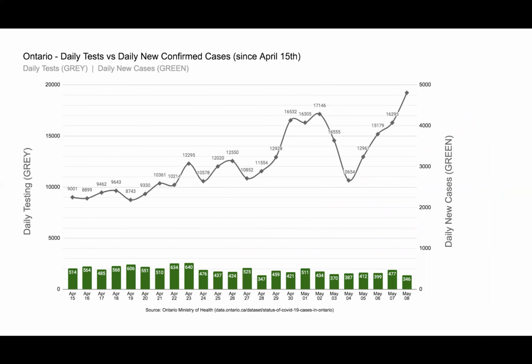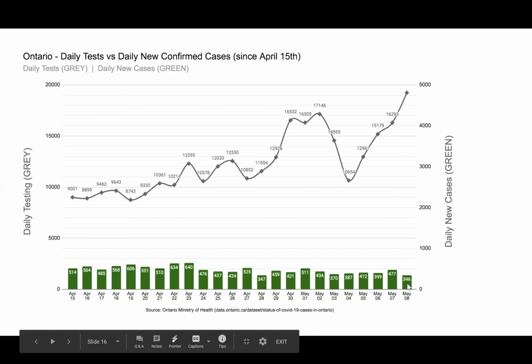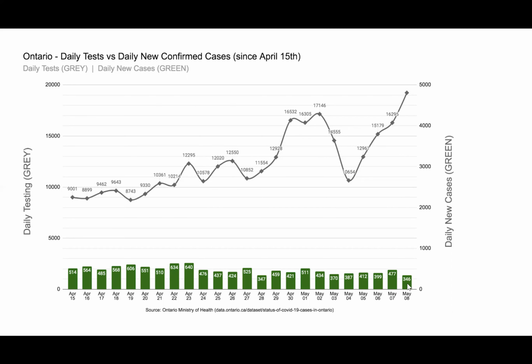This is Ontario's view, similar to the Canada and the US numbers that we looked at. This is daily testing in gray. Yesterday, the number's missing there, but it was a little over 19,000 tests, which is the most testing so far in Ontario. The good news is that you can see at the bottom in green, the daily new cases has been trending down for the last couple weeks as testing has been trending up.